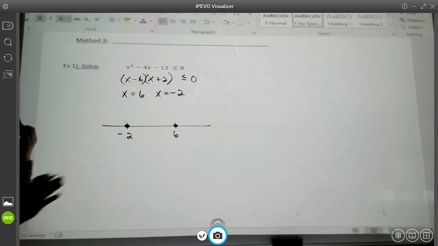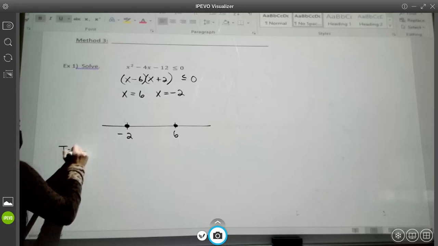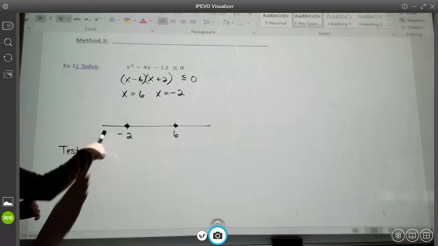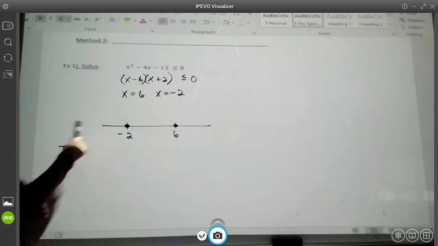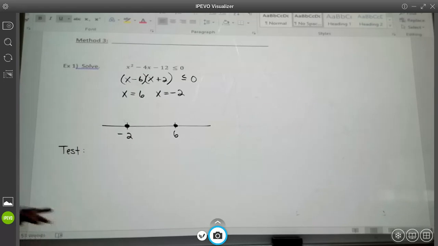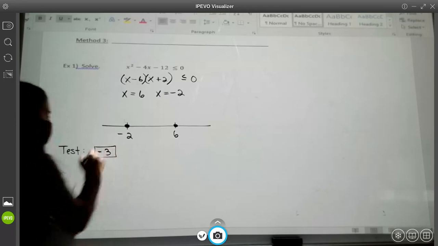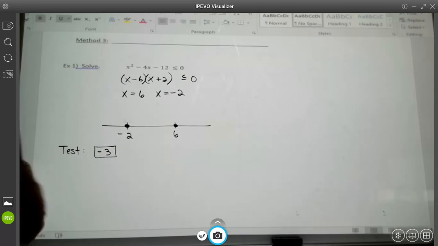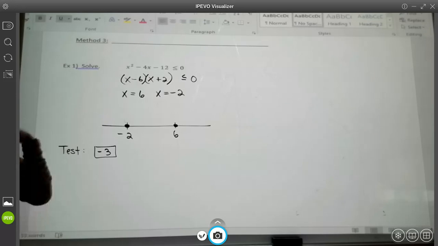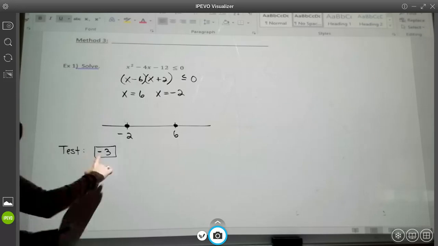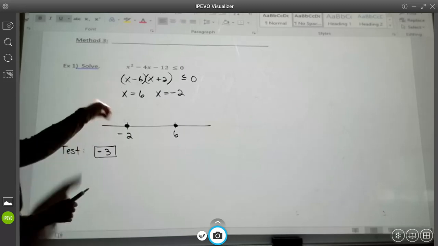We're going to test, guys, what's an easy number to the left of negative 2 that we could plug in and test? Negative 3? All right, so we're going to test negative 3. And it's called a sign analysis because we ultimately don't care what the number is. We just care what the sign of the number is. So guys, if you plug negative 3 into this problem, you can either plug it into the multiplied out form, or it's easier to plug it into the factored form.